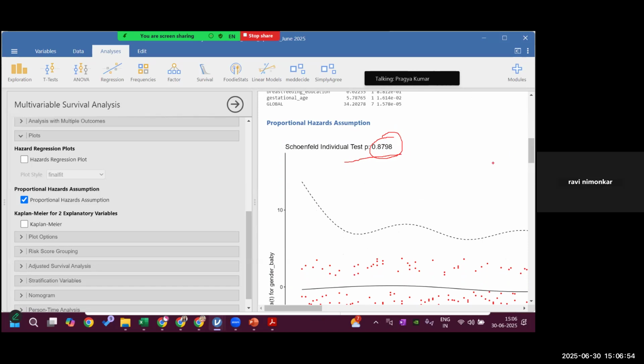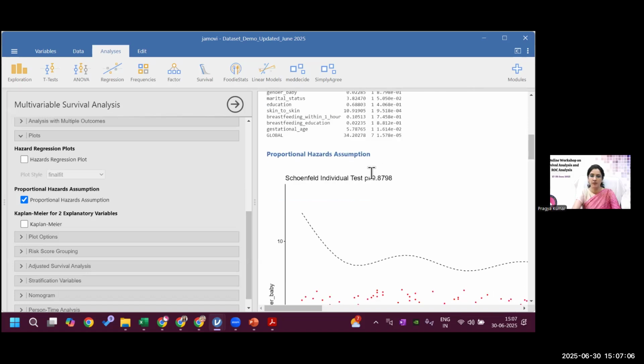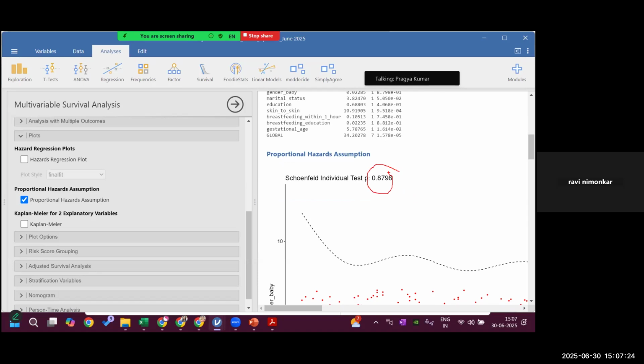If it is more than 0.05, then it is not significant. So see this, the Schoenfeld one. I'm talking about Schoenfeld, this one. It is 0.8. If it is more than 0.05, that means not significant, then this proportional hazard assumption is met. So in this case, it is not significant, hence the proportional hazard assumption is being met. So you can take this variable in your model.